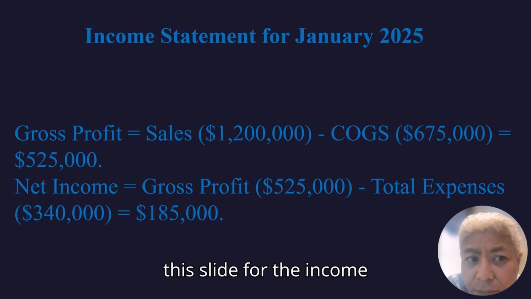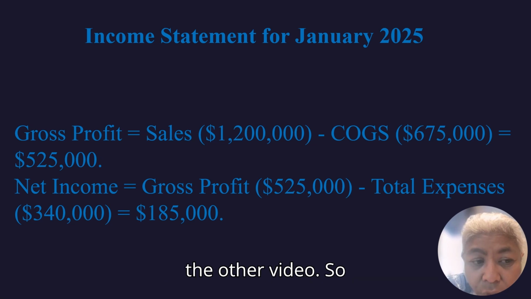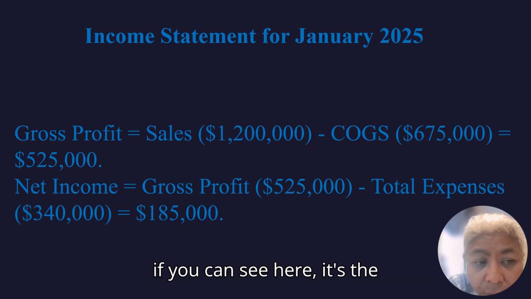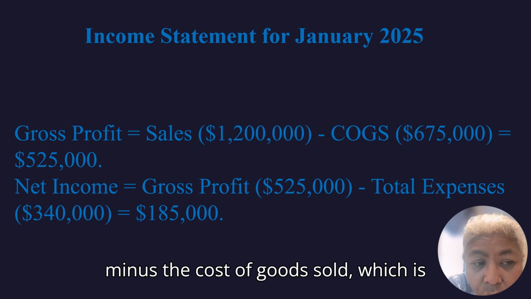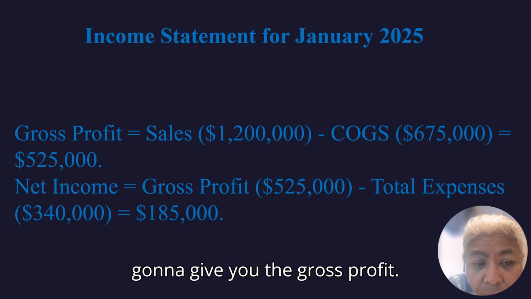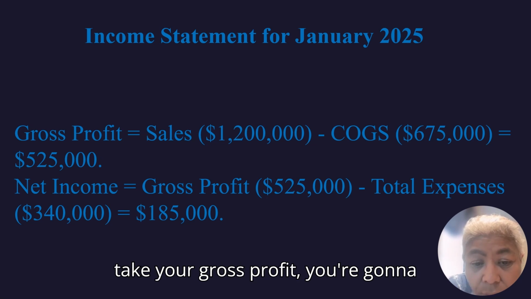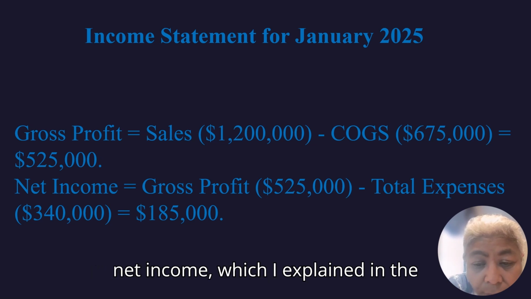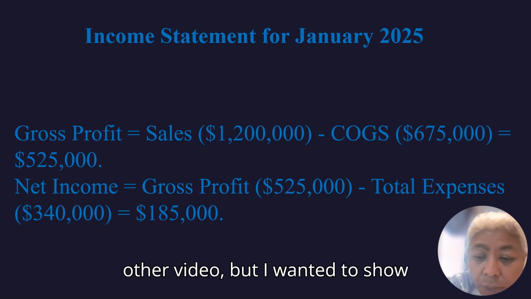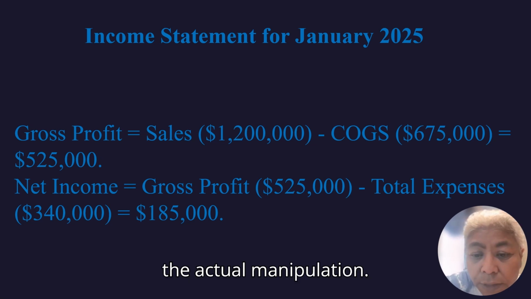On this slide for the income statement, I just wrote the formula, but I explained it in the other video. The gross profit equals the sales minus the cost of goods sold. Then to get the net income, you take your gross profit and subtract your total expenses, which I explained in the other video, but I wanted to show you the actual calculation on the screen.